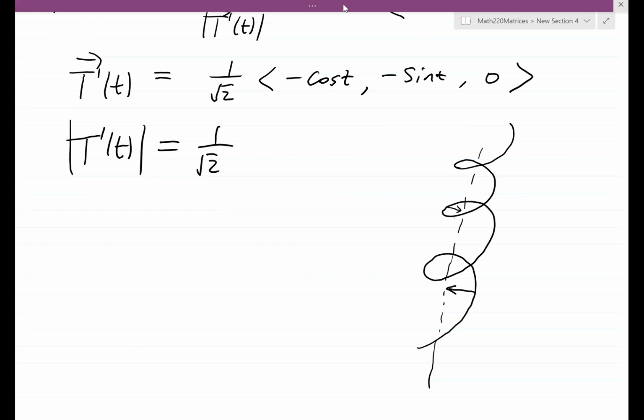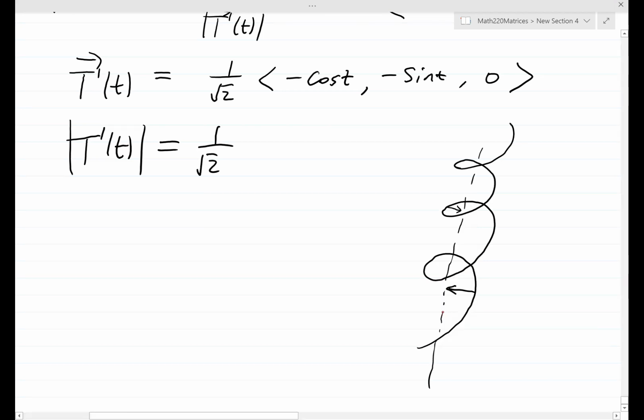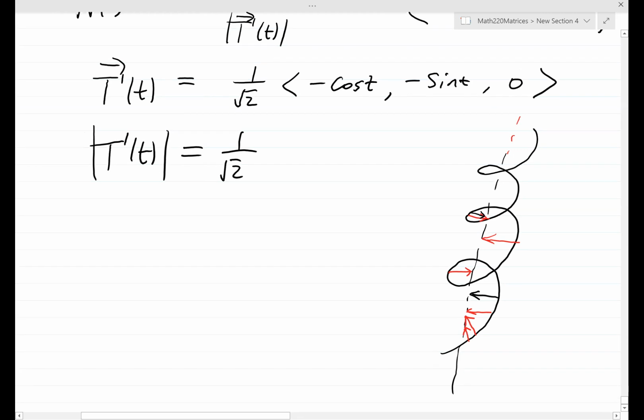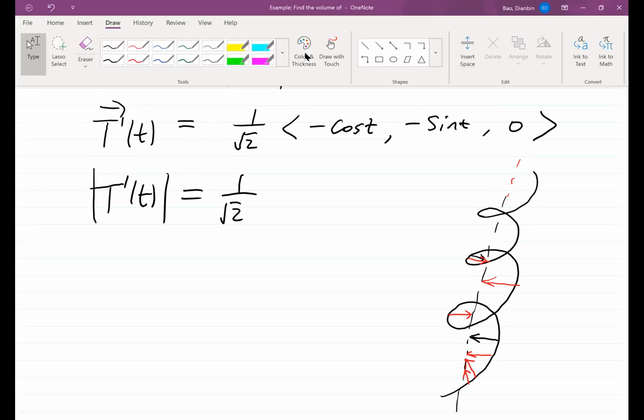Maybe let me plot it in red. This is the normal direction; it just changes direction as the helix moves upward, always pointing horizontally towards the center. Of course, what I just plotted is not to length, that's a little issue. It's unit length. And then we have found the normal vector, and next the binormal vector.